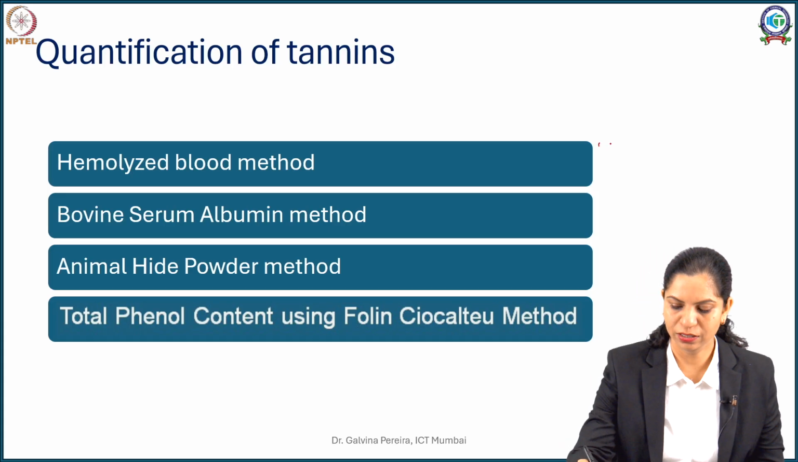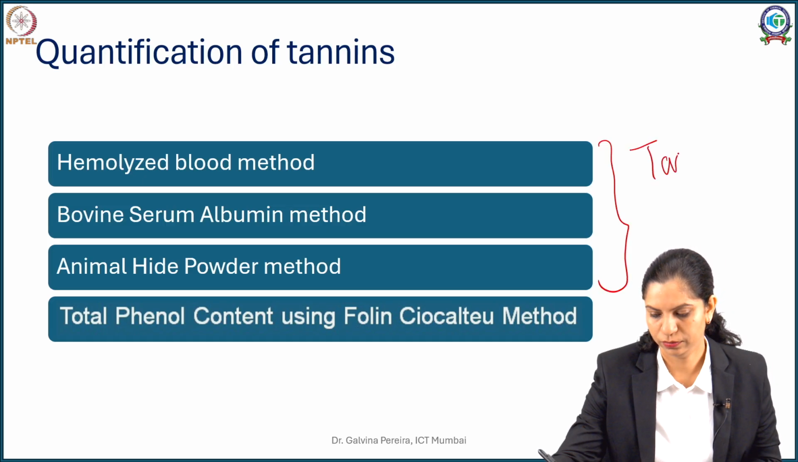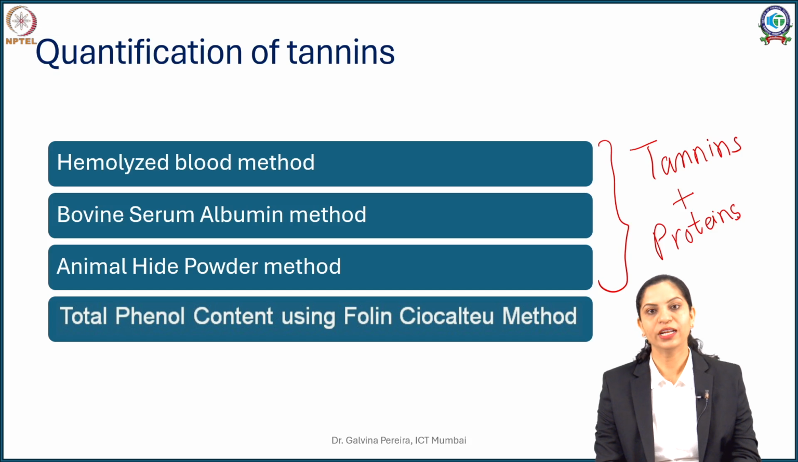These three methods are basically complexes of tannins plus proteins. Let's try to understand them. In the hemolyzed blood method, blood is treated with the tannin sample. The proteins in the blood will settle or form complexes with the tannins. The sample is centrifuged and the amount of deposit is quantified gravimetrically.